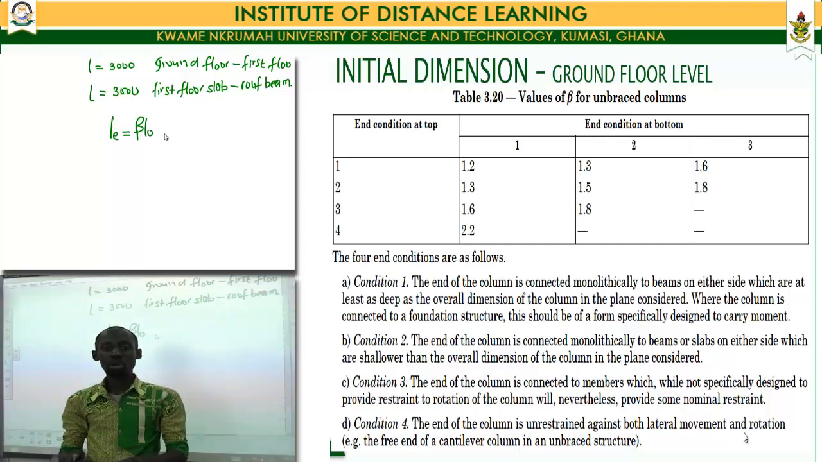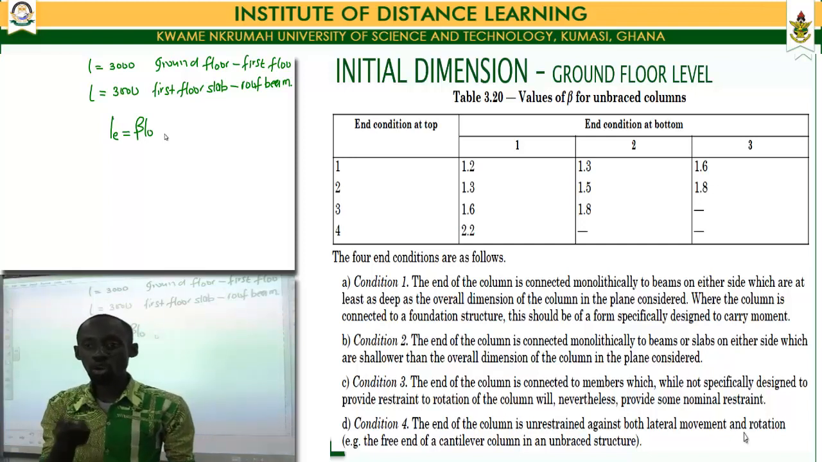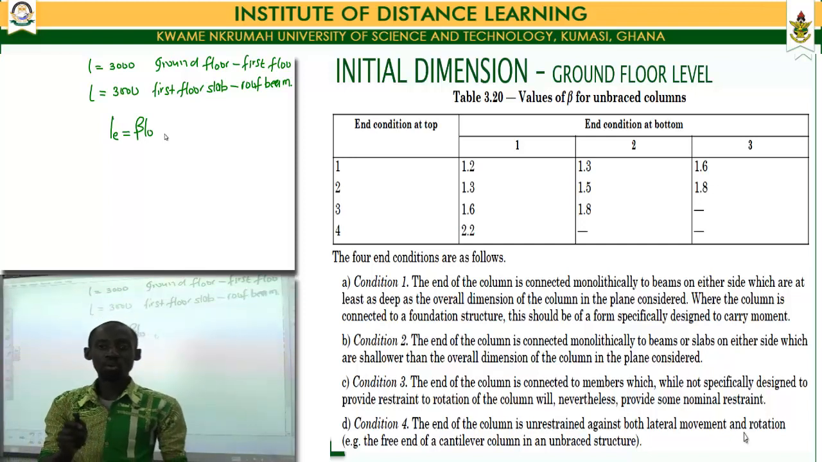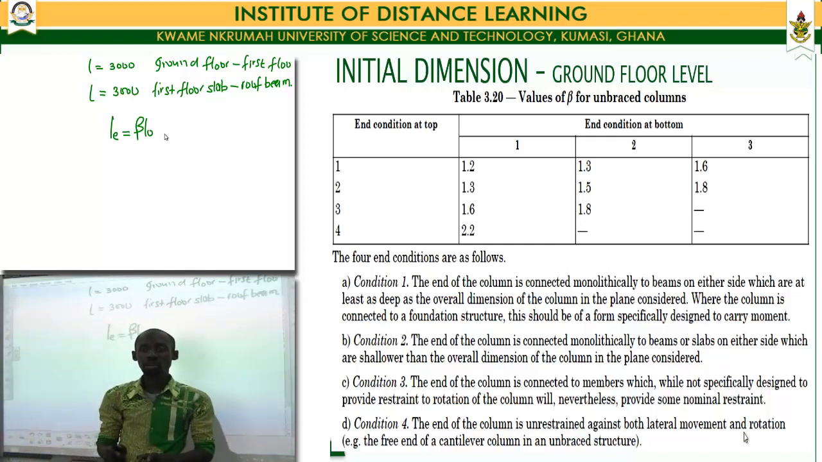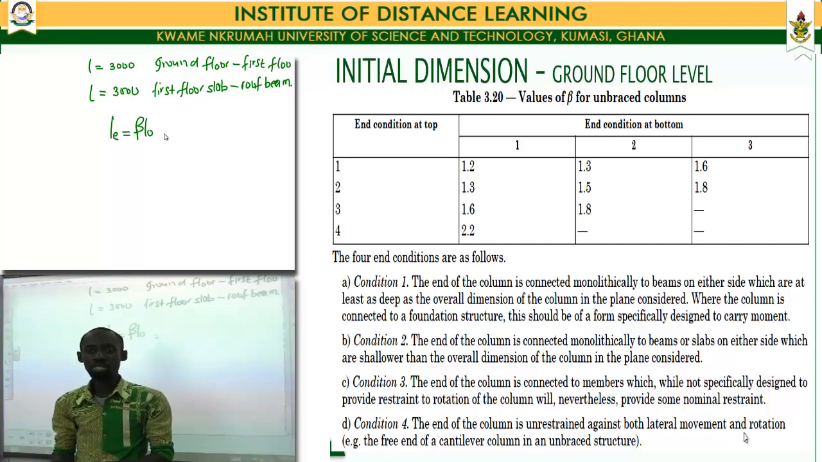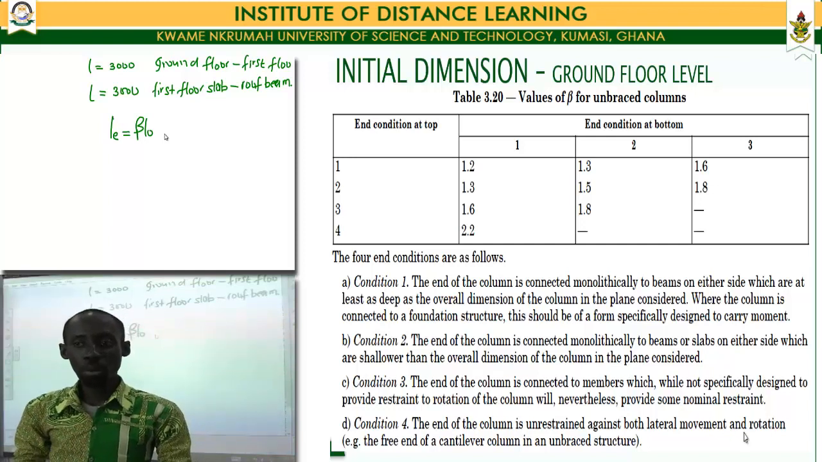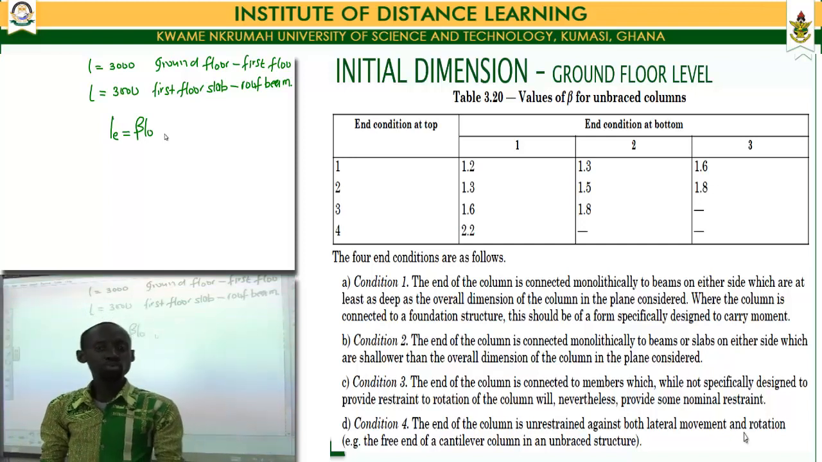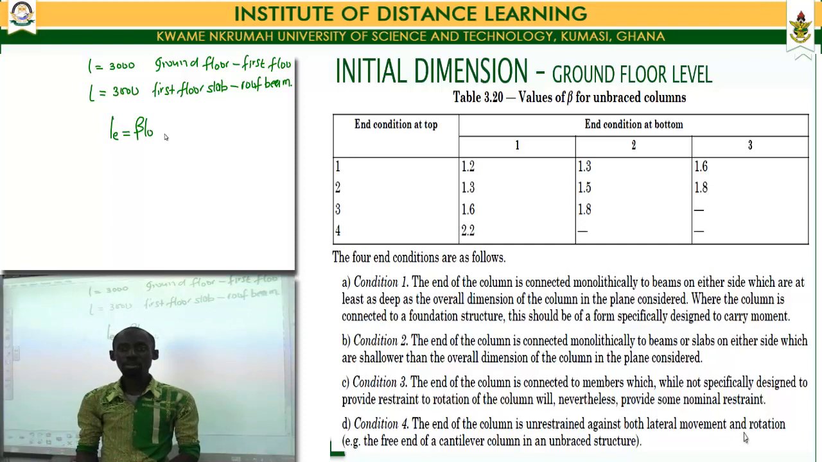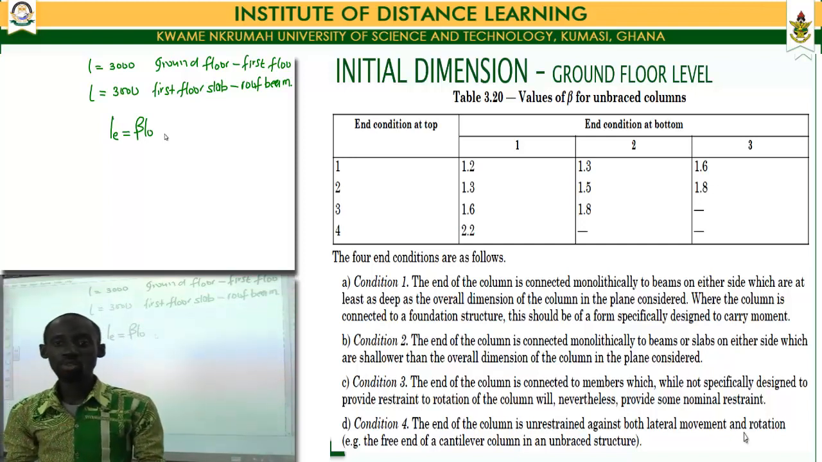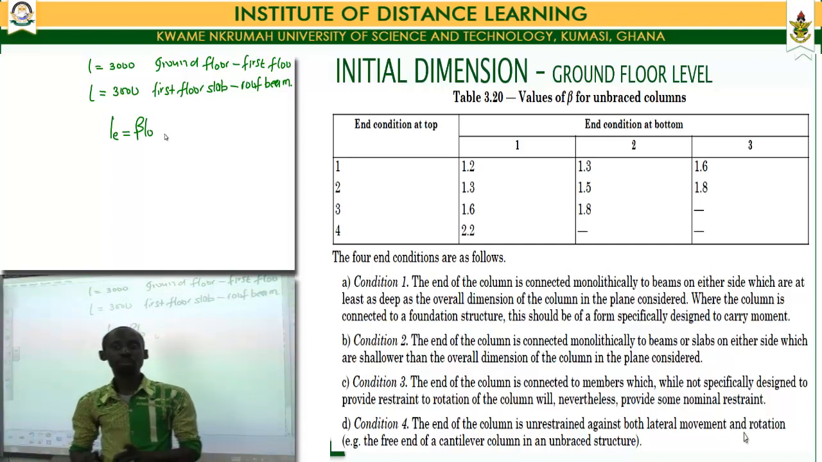And for that reason, we are going to make reference to our condition number 2, which says that the end of the column is connected monolithically to beams or slabs on either side, which are shallower than the overall dimension of the column in the plane being considered. So in the plane being considered, if I have it at the bottom part, my column being connected to a floor slab, then at my end condition at the bottom, I'll be looking at condition number 2. If I come to my end condition at the top, I'll again be looking at condition number 1.